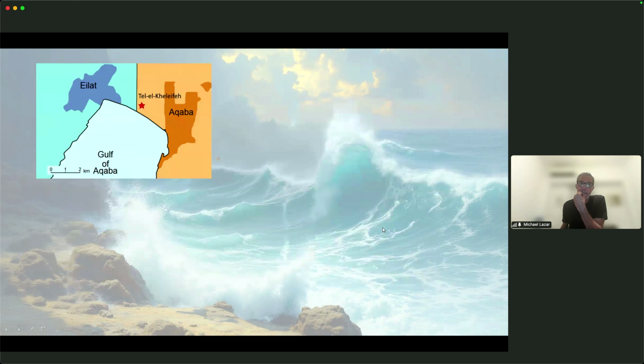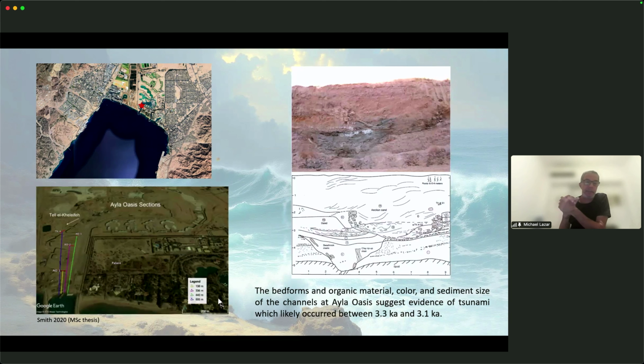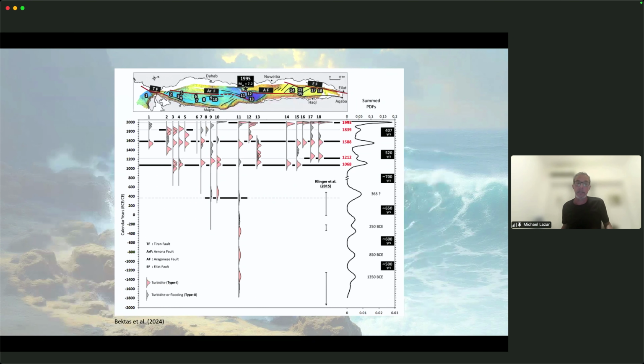Which is interesting because looking at Tel El Khalifa, which is an area that has been intensively developed over the last few years for the Isla Oasis, which is over here. A master's thesis by Janet Smith came out in 2020 where she examined a series of trenches in the area, and the picture on the right-hand side is from TX4, which is this little red trench over here. And her conclusion was the bed forms and organic material color and sediment size of the channels at the Isla Oasis suggest evidence of a tsunami, which likely occurred between 3,300 and 3,100 years ago in the period that we're talking about. Again, not getting into the debate over the dating of the Exodus, although it is important here.